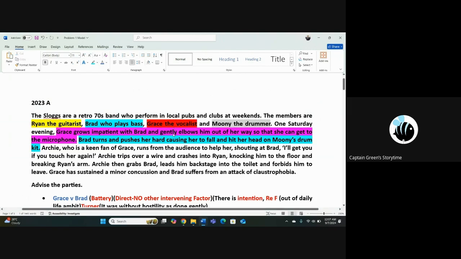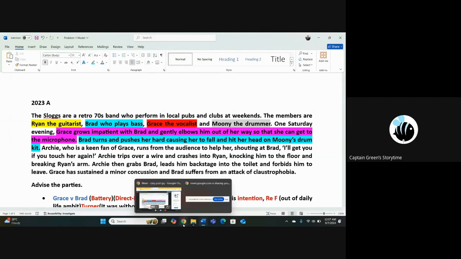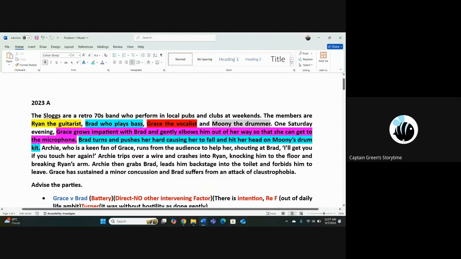Your first situation is done. Going towards your second situation, which is Brad versus Grace. Brad turns and pushes her hard, causing her to fall and hit her head on Moni's drum kit. Let me check whether it is recording. Yes, this is the next case. Brad turns and pushes her hard, causing her to fall and hit her head on Moni's drum kit.